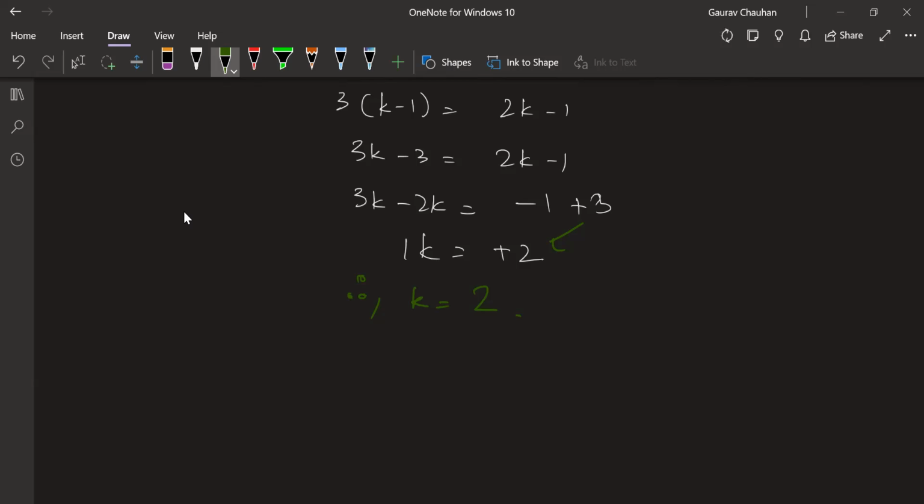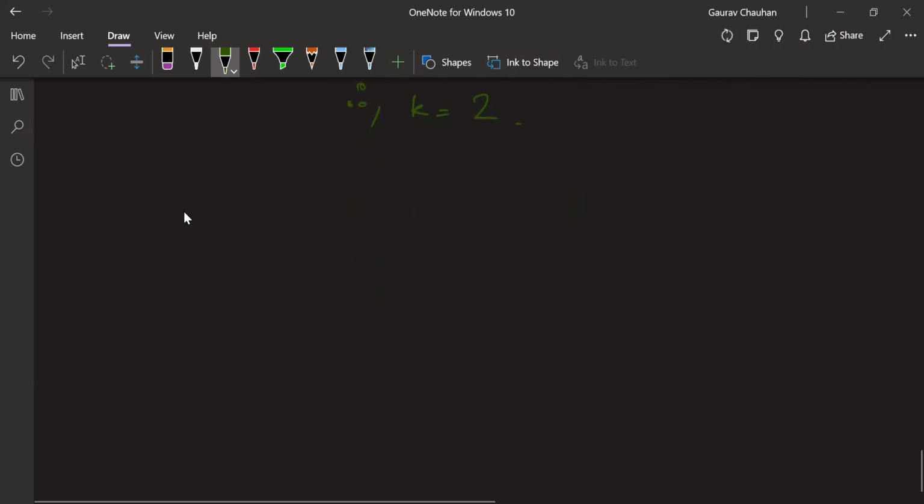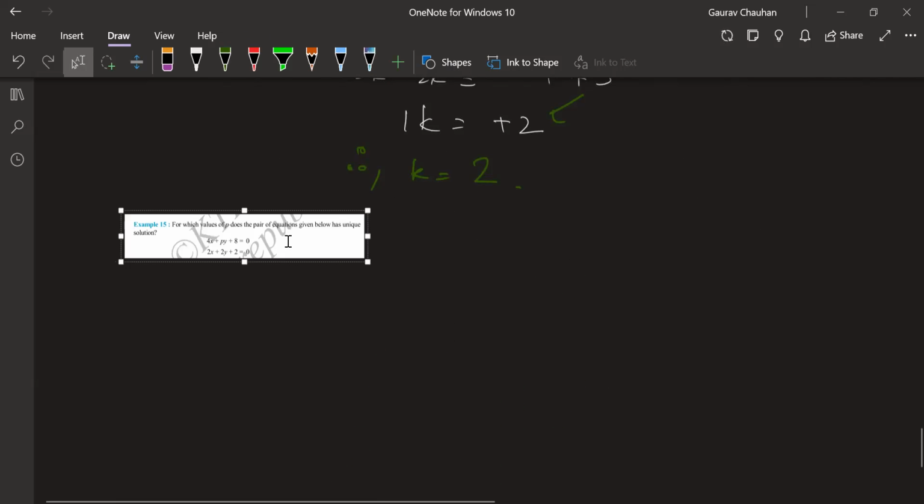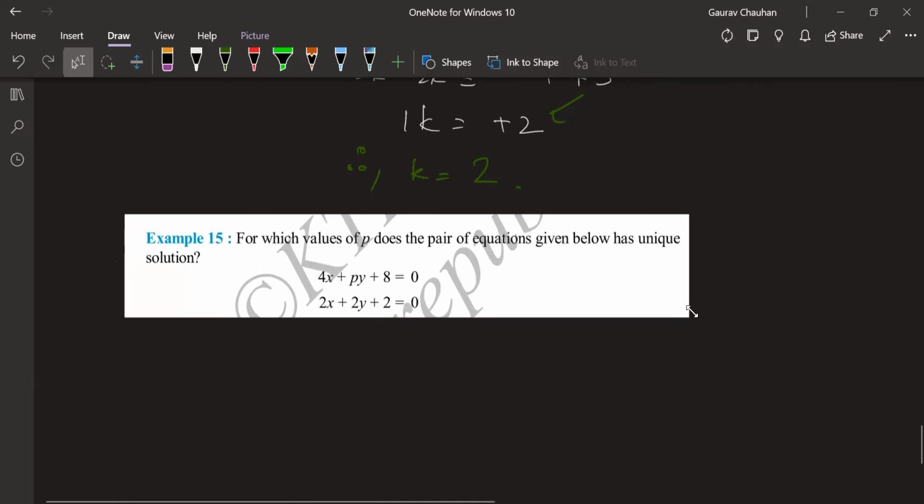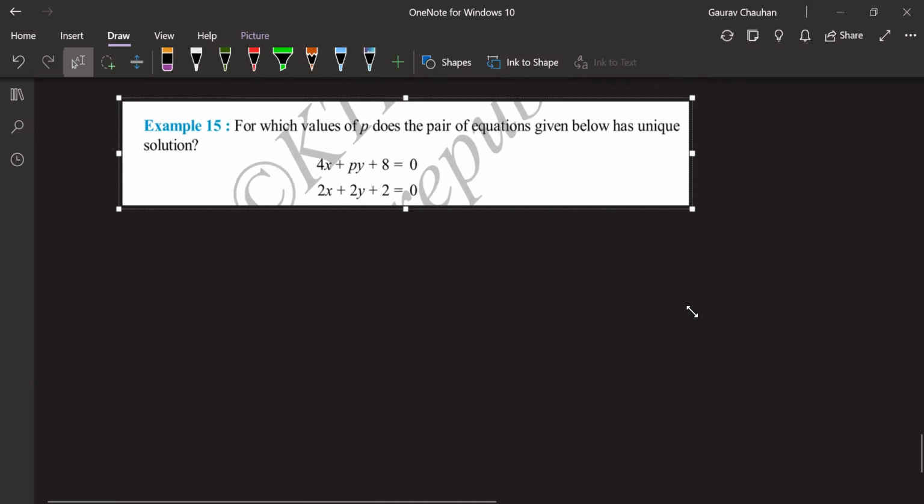Now let's do one more. This is very interesting. This is in the example. I'll do this on the board. Now, this is an interesting thing. This question says, for which values of P does the following pair of equations have a unique solution? Okay, the following pair of equations have a unique solution.